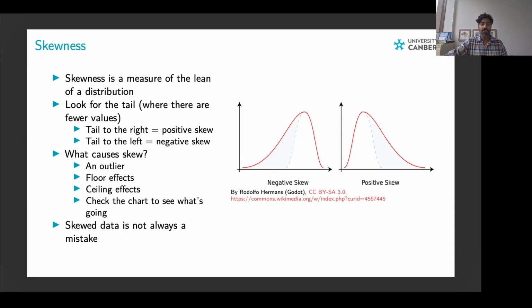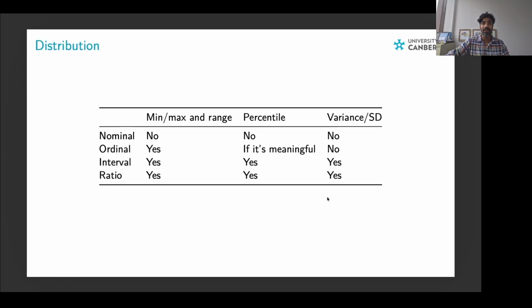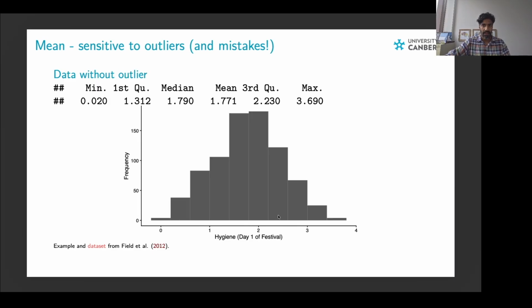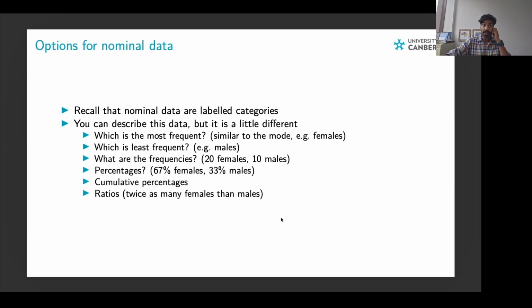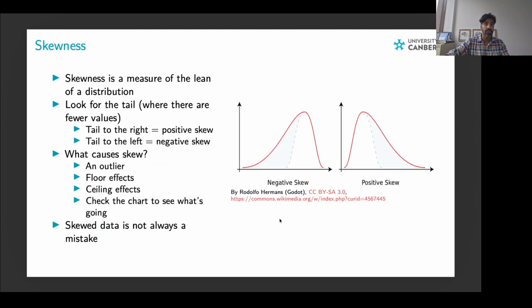What causes skew? Well, outliers. As we saw with that example earlier with the hygiene factors, we could see that when the outlier was present, we had this positive skew that was there. And then without the outlier, we have this normal distribution. So outliers can certainly influence skew or cause skew.